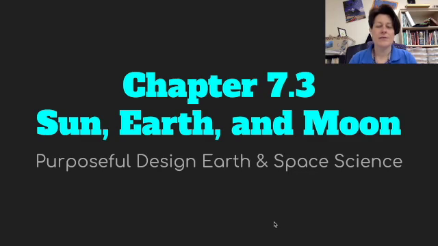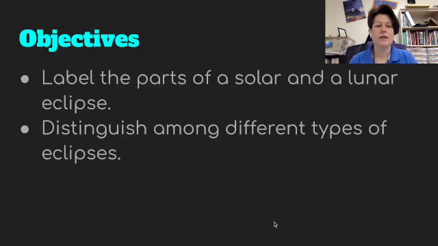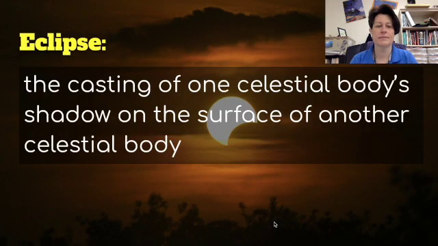Everybody, it's Mrs. Pound, and we are working on Chapter 7.3 on the Sun, the Earth, and the Moon. Today's topic is going to be on eclipses from Section 7.3.3. So our objectives today are going to be to label the parts of the solar and lunar eclipse and distinguish among different types of eclipses.